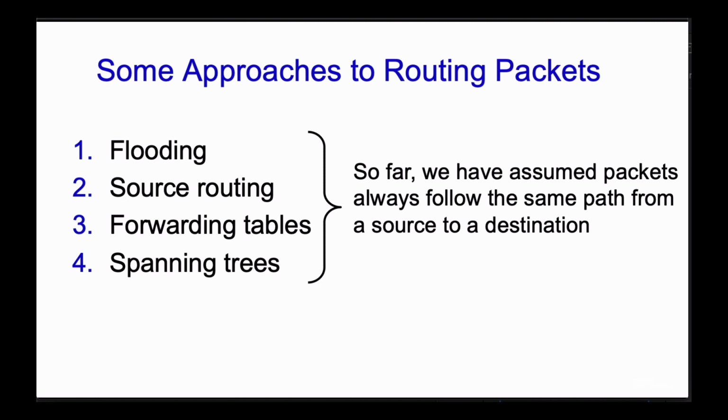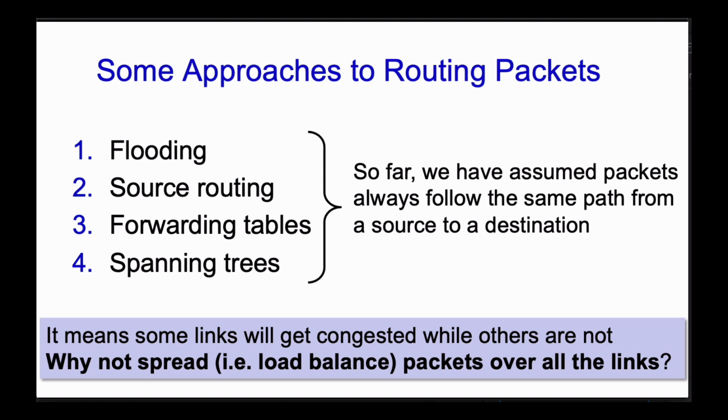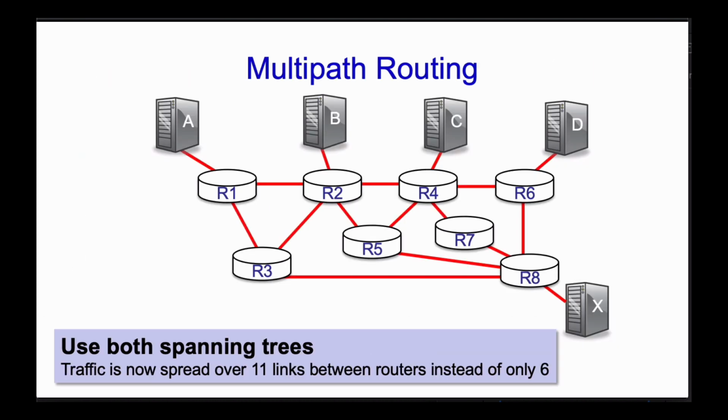So far, in all four approaches, we've assumed that packets always follow the same path from a source to a destination. It means some links will tend to get congested while others are not. For example, if we build a spanning tree, then packets will follow the tree. Links that are not on the spanning tree might not get used at all. So one thought is to spread or load balance packets over all of the links, reducing the congestion on the network. This is called multipath routing. So far, we've assumed that all packets to a destination follow the same path, and in particular, the shortest path or the lowest cost spanning tree.